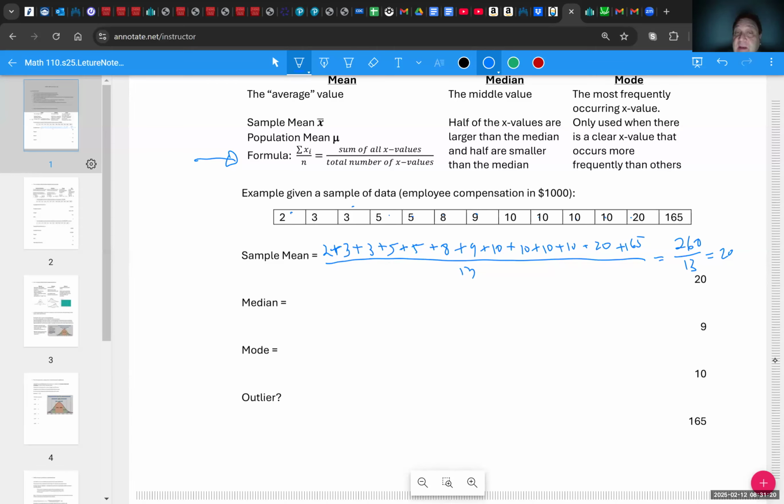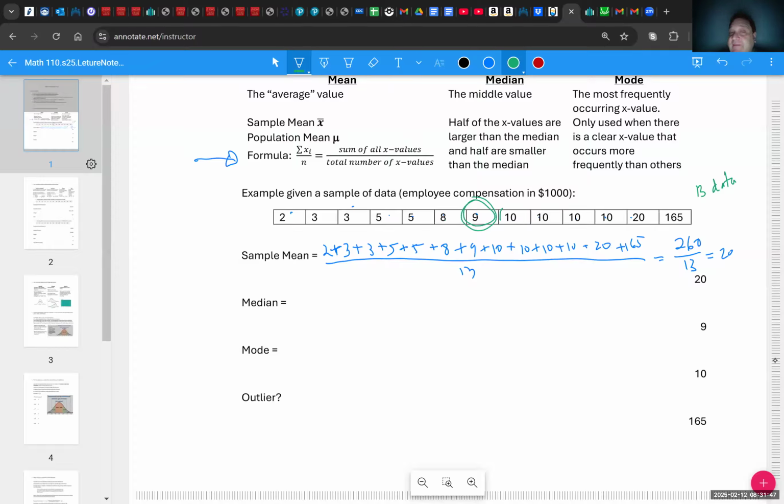The median is where half of the values are higher and half the values are lower. There are 13 data values here. And so if there are an odd number of data values, this becomes a little easier to find for the median. For example, in this particular case, I'm going to find the seventh one. 1, 2, 3, 4, 5, 6, 7.